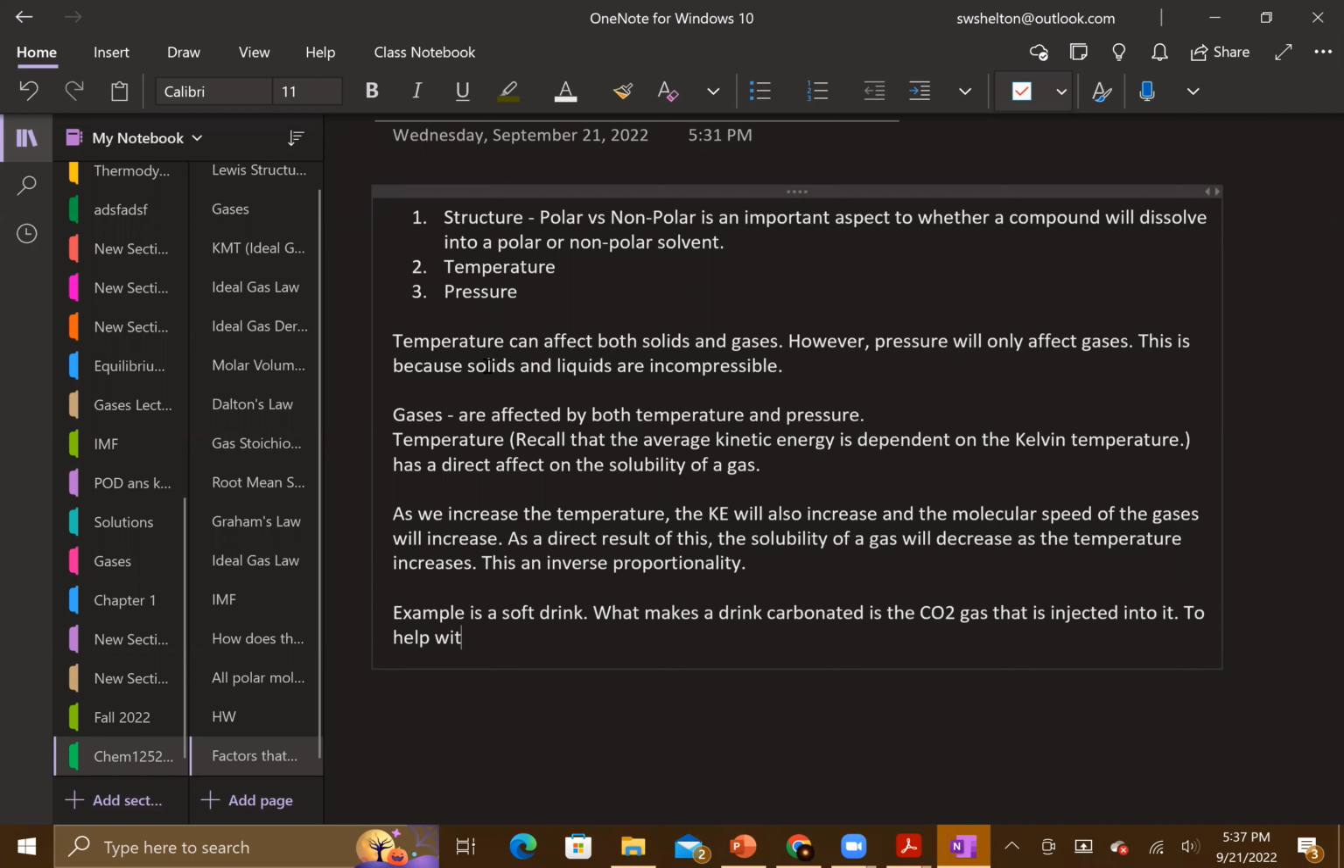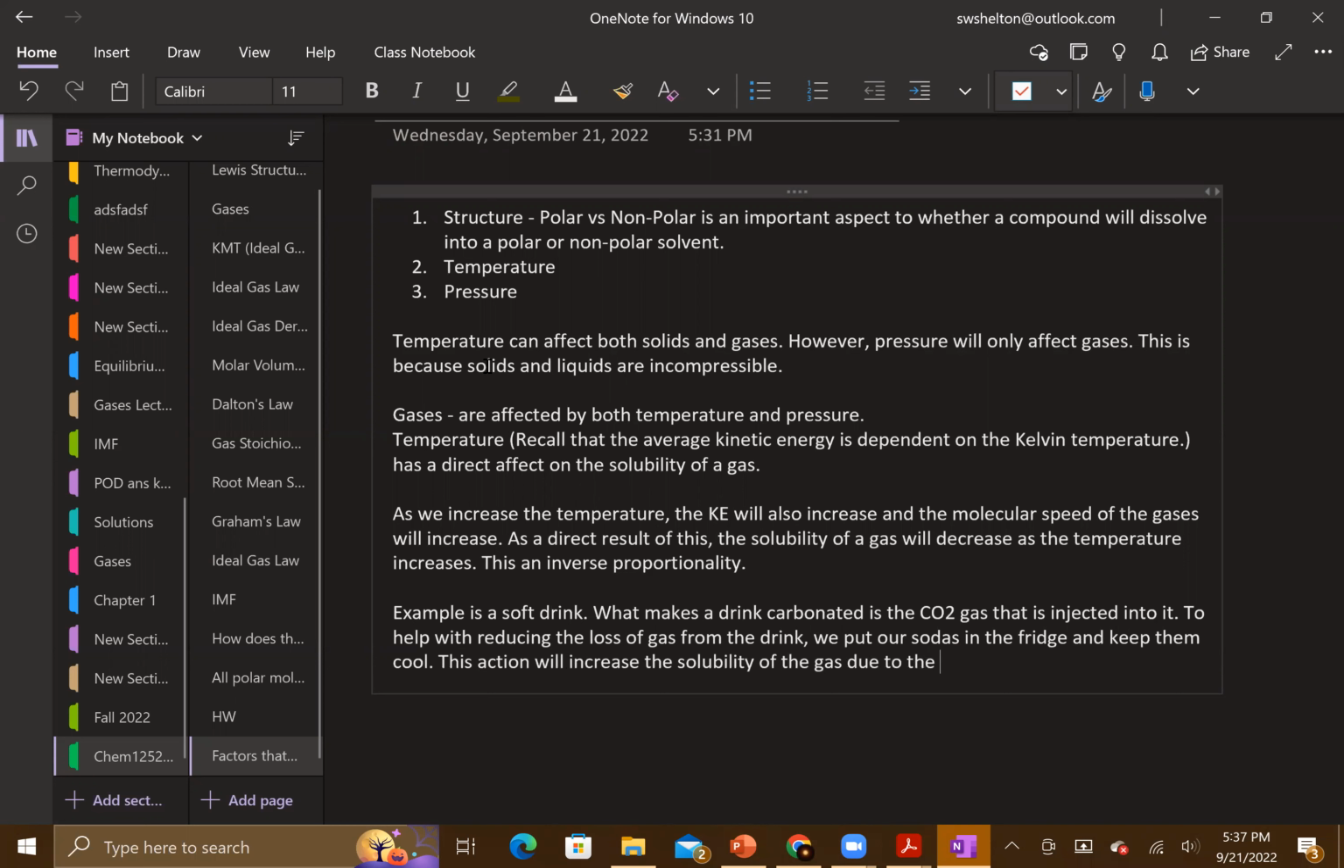To help with reducing the loss of gas from the drink, we put our sodas in the fridge and keep them cool. This action will increase the solubility of the gas due to the average kinetic energy of the gas molecules being lowered. All right. So that's the first thing, understanding how the temperature will affect the solubility of a gas.